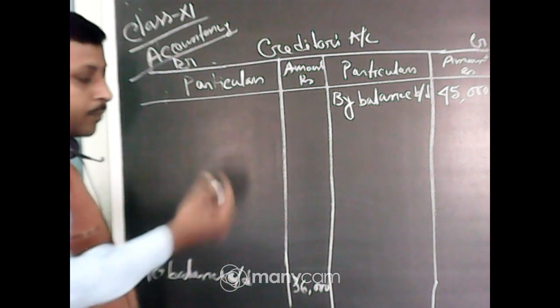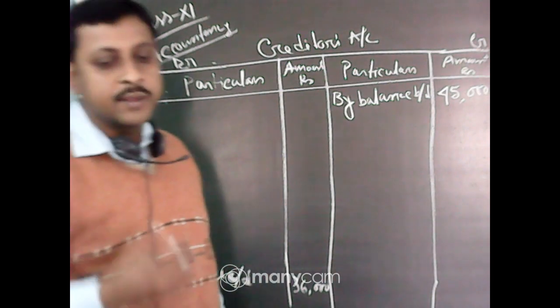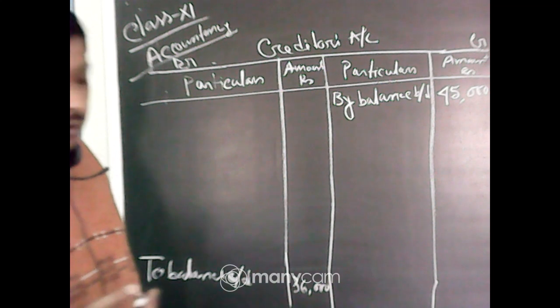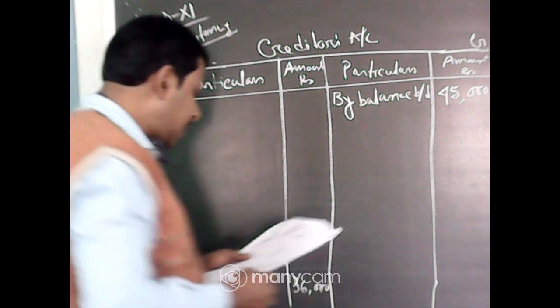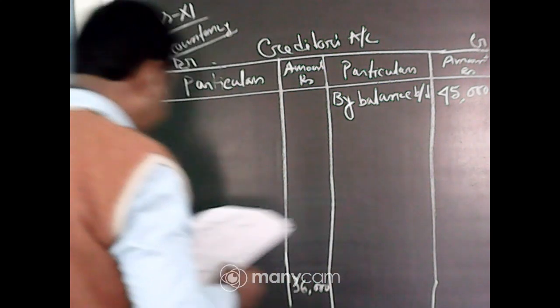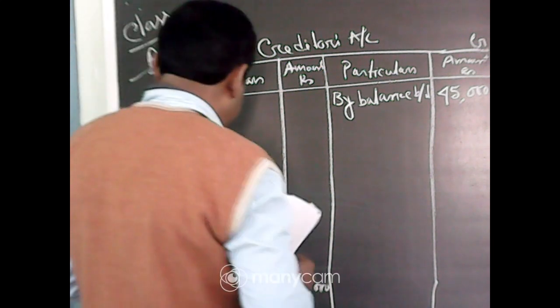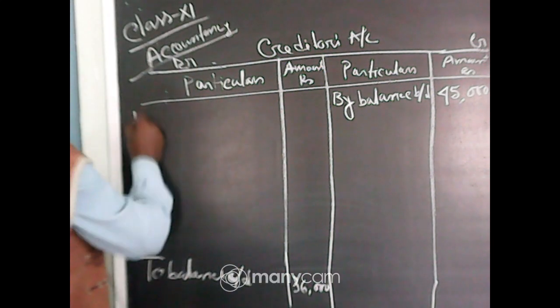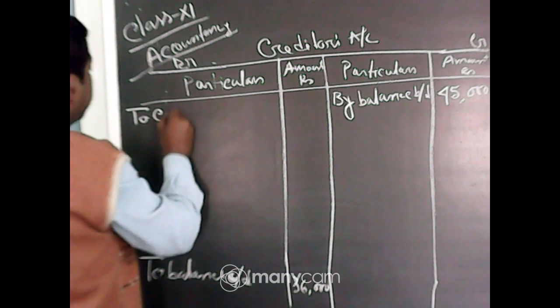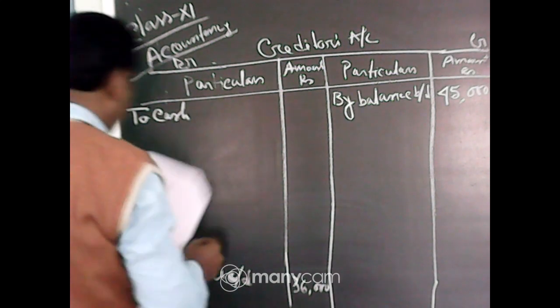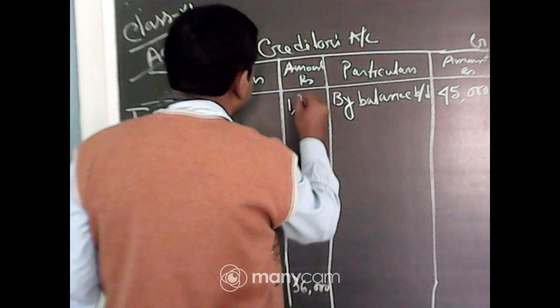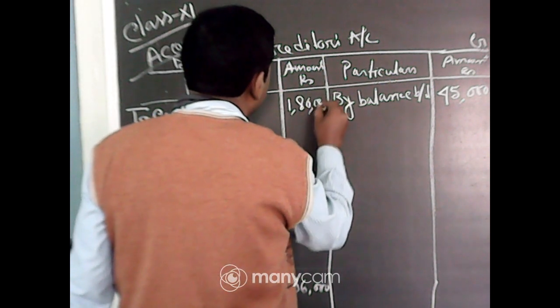Whenever you paid cash, what is the journal entry? Creditors account debit to cash. Okay. So, cash paid to creditors, we have to write creditor account debit to cash. Now, that is amount 1,80,000 to cash.